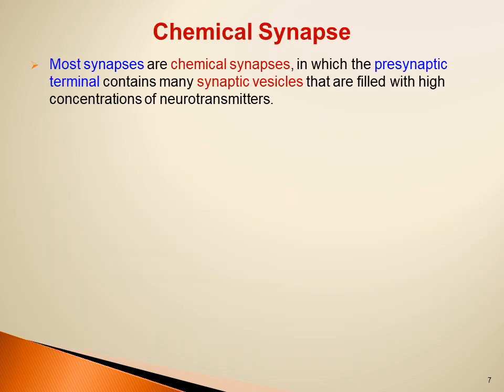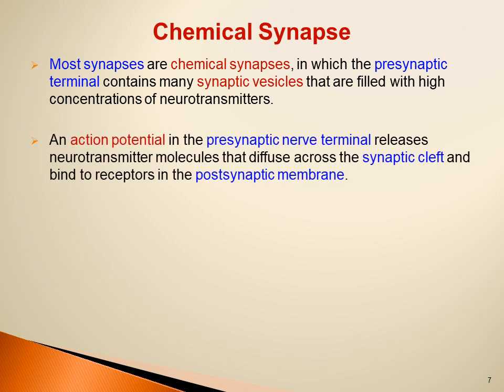Most synapses in our body are chemical synapses, in which the presynaptic terminal contains many synaptic vesicles that are filled with high concentrations of the neurotransmitter. An action potential in the presynaptic nerve terminal releases neurotransmitter molecules that diffuse across the synaptic cleft and bind to receptors in the postsynaptic membrane.